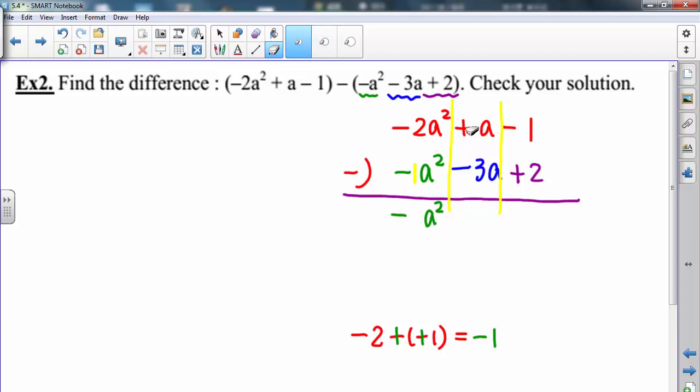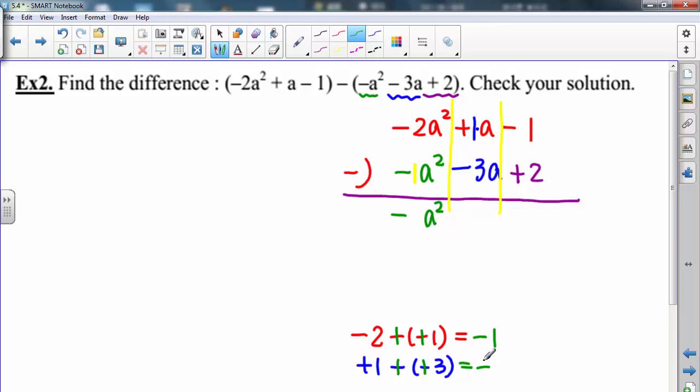The second column, positive a take away -3a. We all know this one. Positive a means I have positive 1a. Positive 1 take away -3. I change the minus to adding and the opposite of the second number. So positive 1 take away -3 becomes positive 4. So the second column I will get positive 4a.